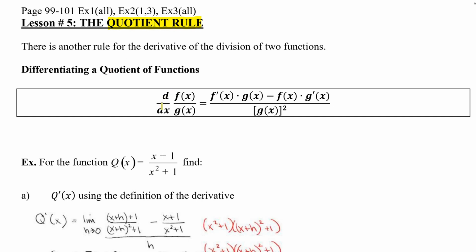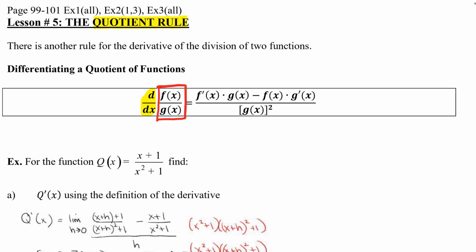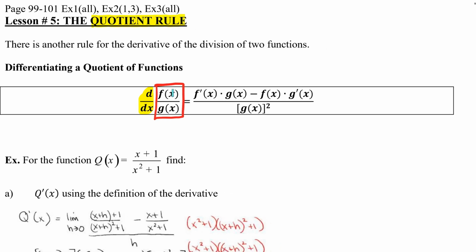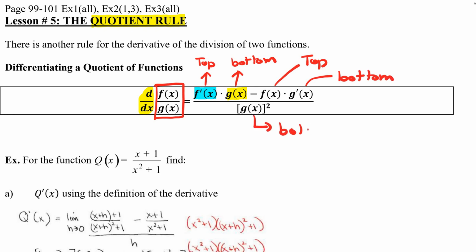So if I take a look at the rule right here, d over dx means you take the derivative of this fraction right here. And if I read the rule correctly, it states that you take the derivative of the top function and you multiply it by the bottom function. So sometimes I write things like this: the derivative of the top, times just the bottom, minus the top, times the derivative of the bottom. And then you divide by the bottom squared.